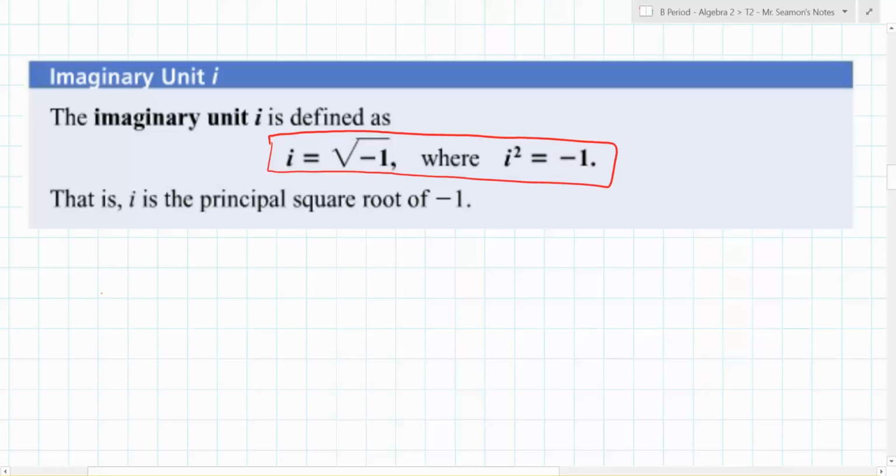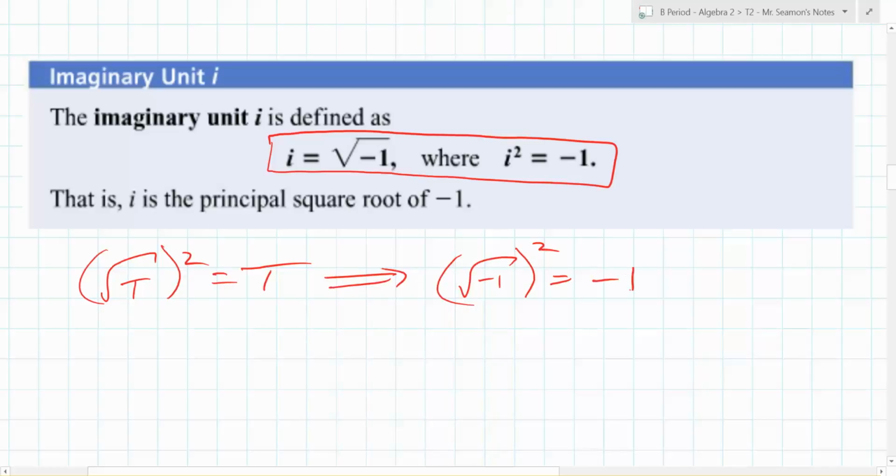So therefore, if the square root of a table squared is a table, what does that mean if you have the square root of negative 1 squared? What does that equal? Negative 1. That's the first thing you need to remember. So why does this help us?